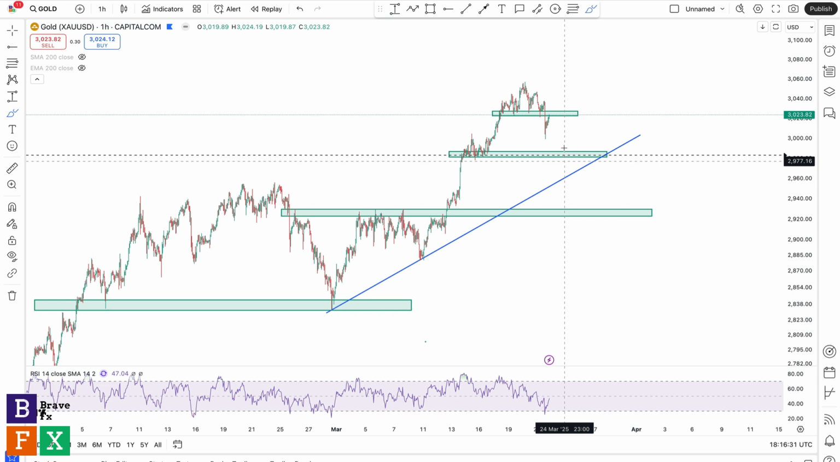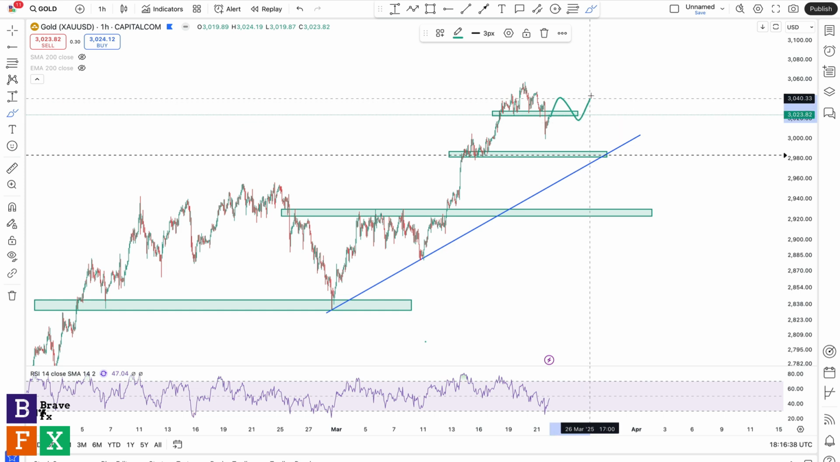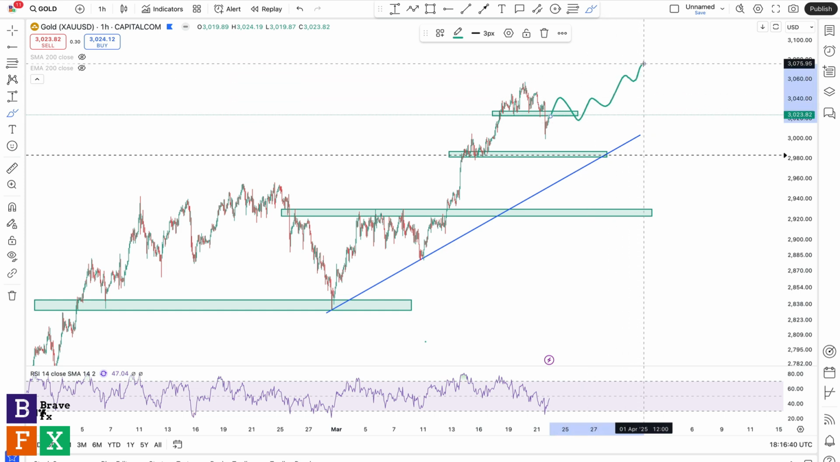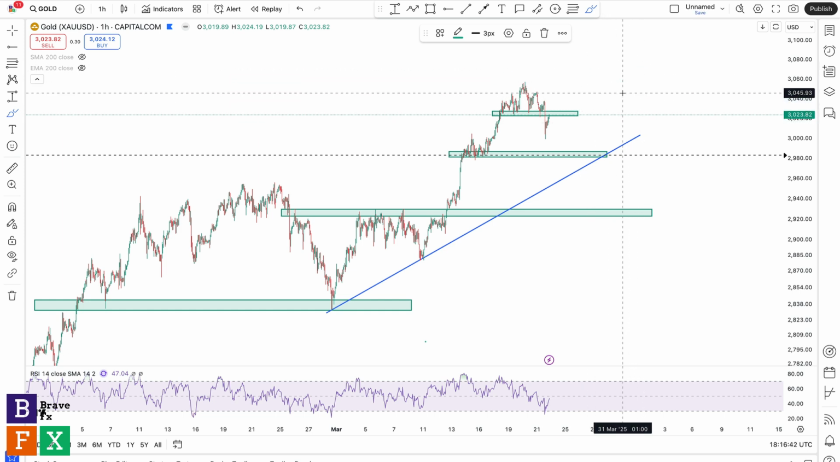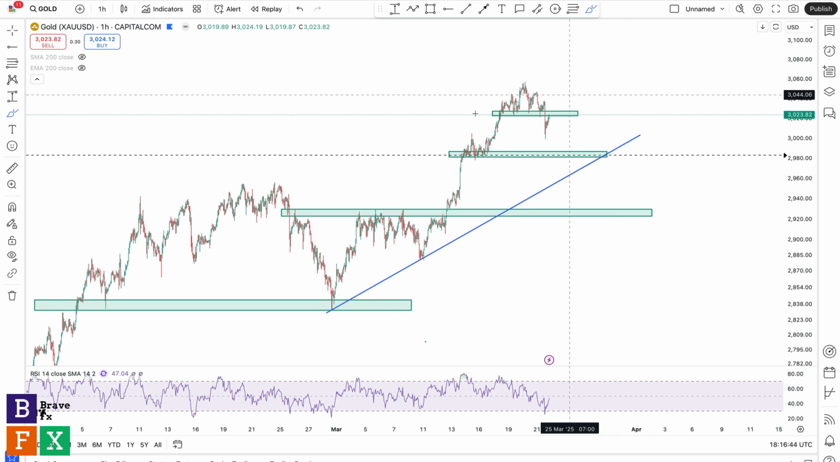But that would only happen if we do get a reversal to the downside. If not, I think we're just going to go up, grind slowly, come down, then possibly move higher slowly. So this is a way to look at gold, and this is my brief outlook for gold this week.